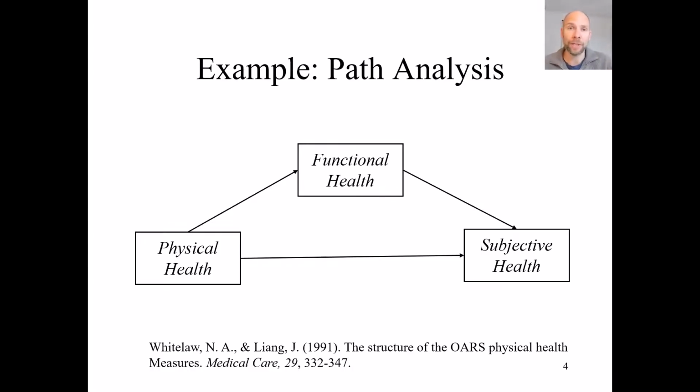So lack of functional health would make them potentially depressed, or would make them rate their subjective health lower, obviously, when they see that they cannot do the things that they normally were able to do. And so there could also be a mediated effect of physical health onto subjective health via functional health. And so in a path analytic model, we can estimate those different paths simultaneously.